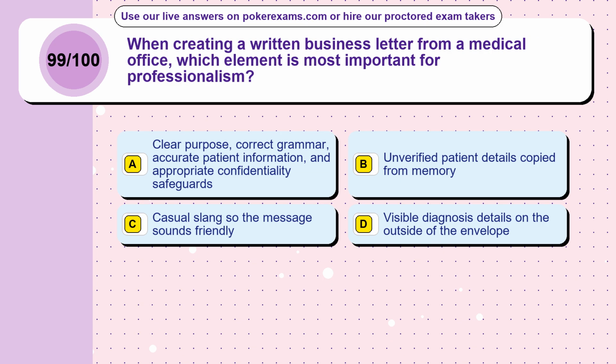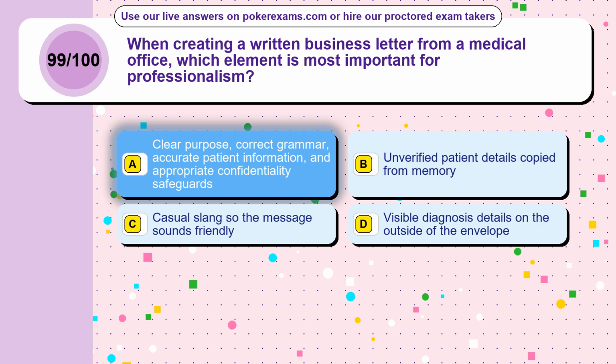Question 99. When creating a written business letter from a medical office, which element is most important for professionalism? Option A. Clear purpose, correct grammar, accurate patient information, and appropriate confidentiality safeguards. Option B. Unverified patient details copied from memory. Option C. Casual slang so the message sounds friendly. Option D. Visible diagnosis details on the outside of the envelope. The correct answer is option A.